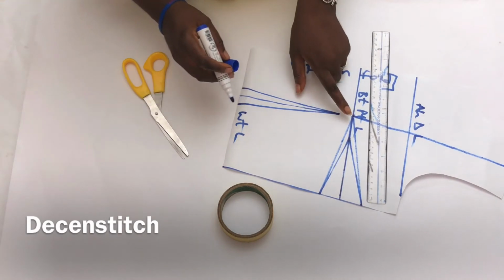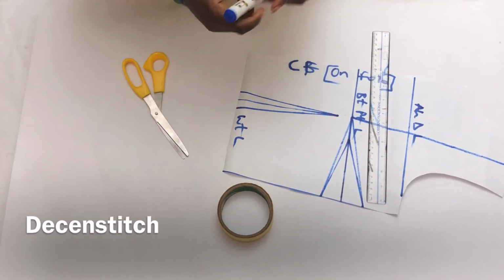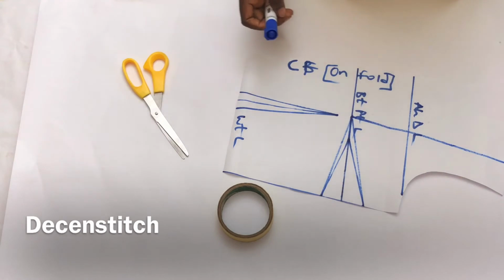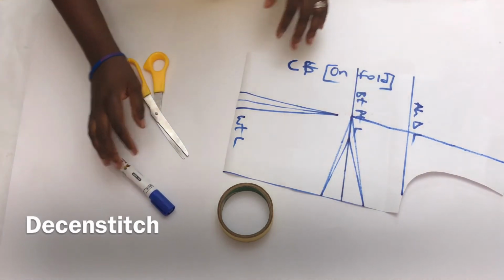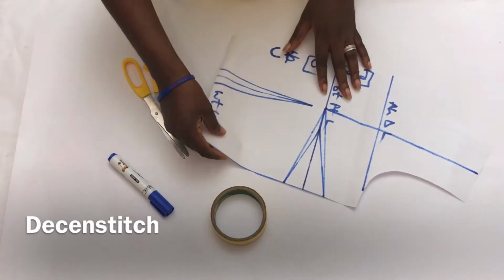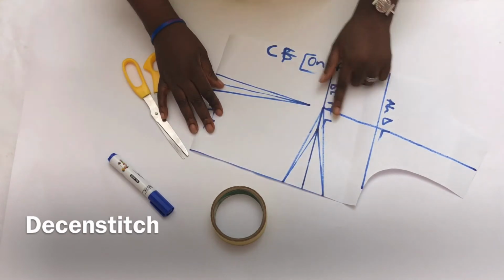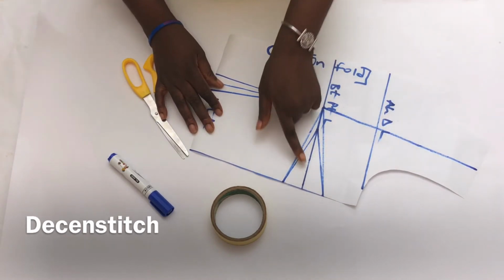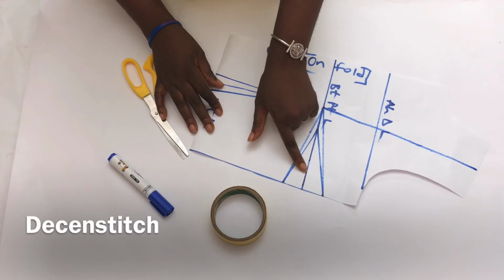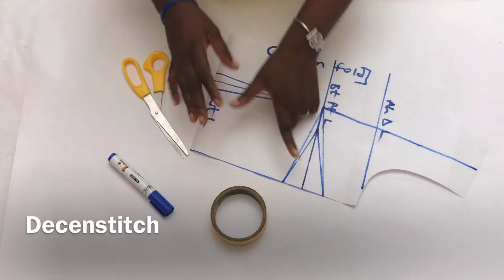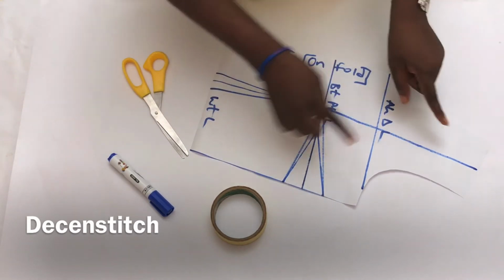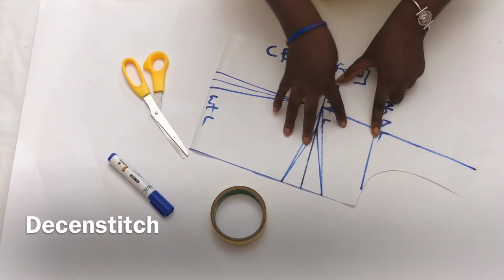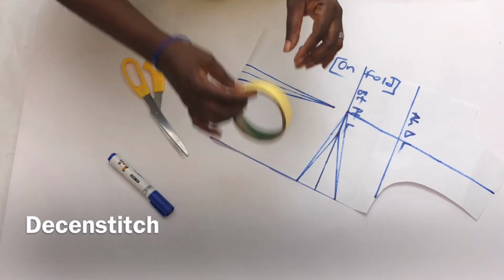I have to bring it very close to the bust point or apex to transfer the dart successfully. It's very important to draw your transfer line before you close your dart. Also, close your dart before you slash the transfer line. I'm going to go ahead and close this dart.